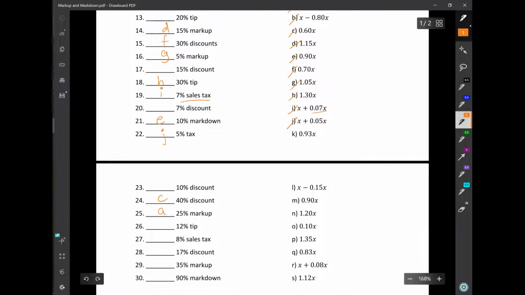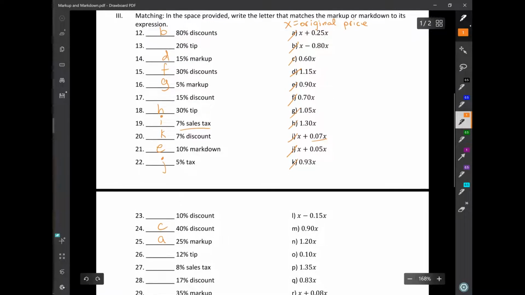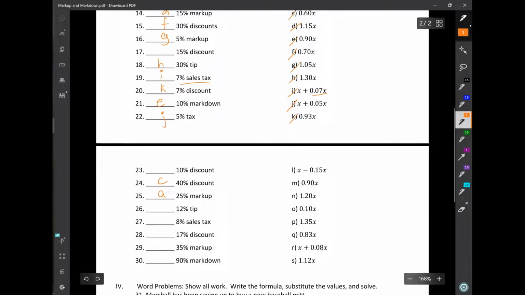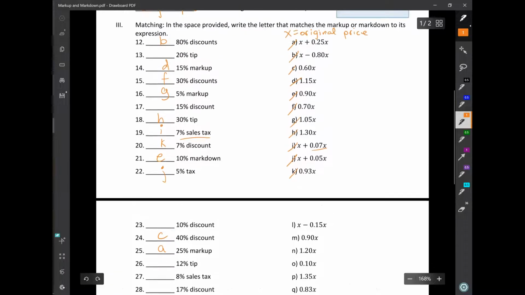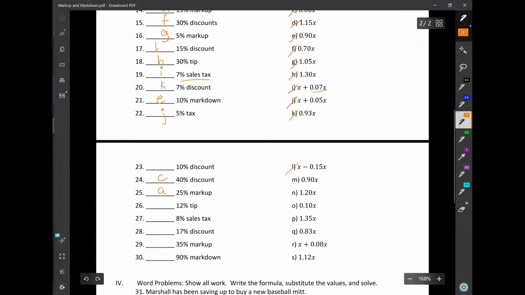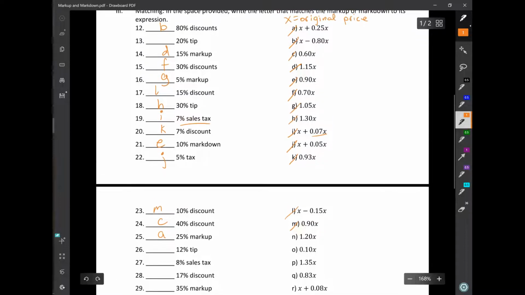K is 0.93, so that's 7% less than it used to be, a 7% discount, number 20. That's all of the letters on the first page. All right, let's see. X minus 0.15x. That's a 15% discount. So L is number 17. 0.9, that's 0.1 less or 10% less or 10% discount. That's number 23. N is 1.2. That's 20% more. 20% tip. Okay, yeah, that's number 13.